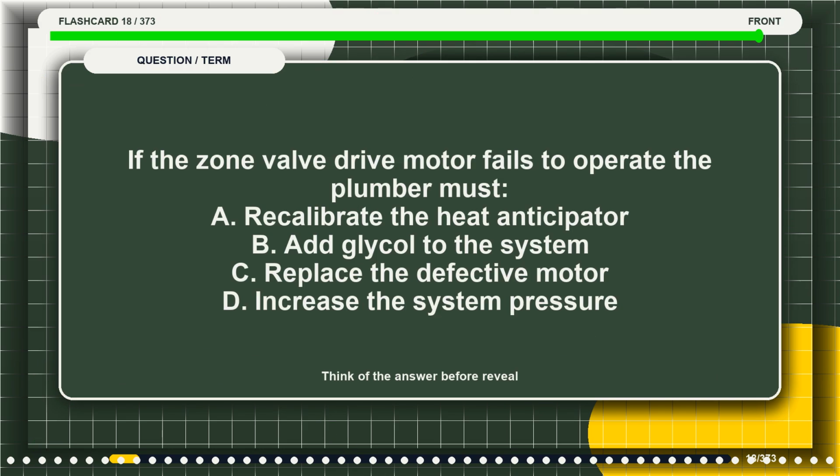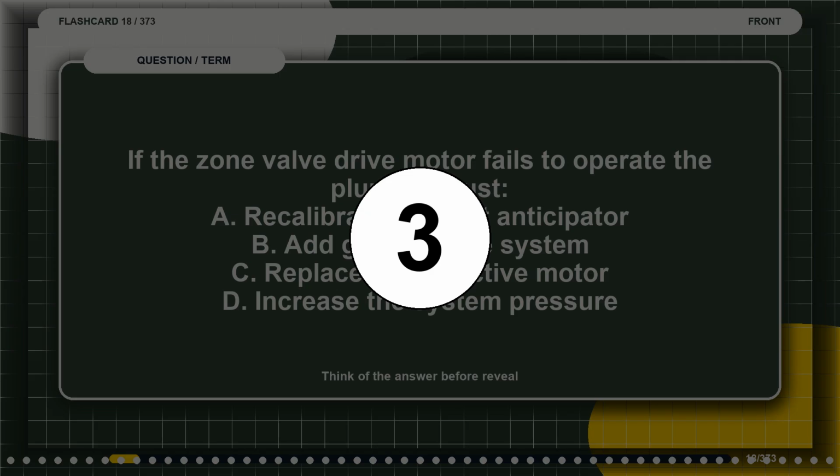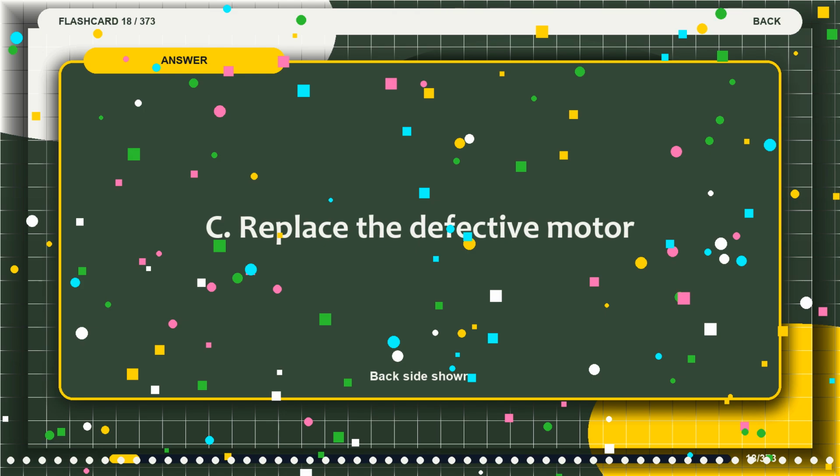Flashcard 18. If the zone valve drive motor fails to operate, the plumber must: A. Recalibrate the heat anticipator. B. Add glycol to the system. C. Replace the defective motor. D. Increase the system pressure. Think of the answer before the reveal. The answer is C. Replace the defective motor.